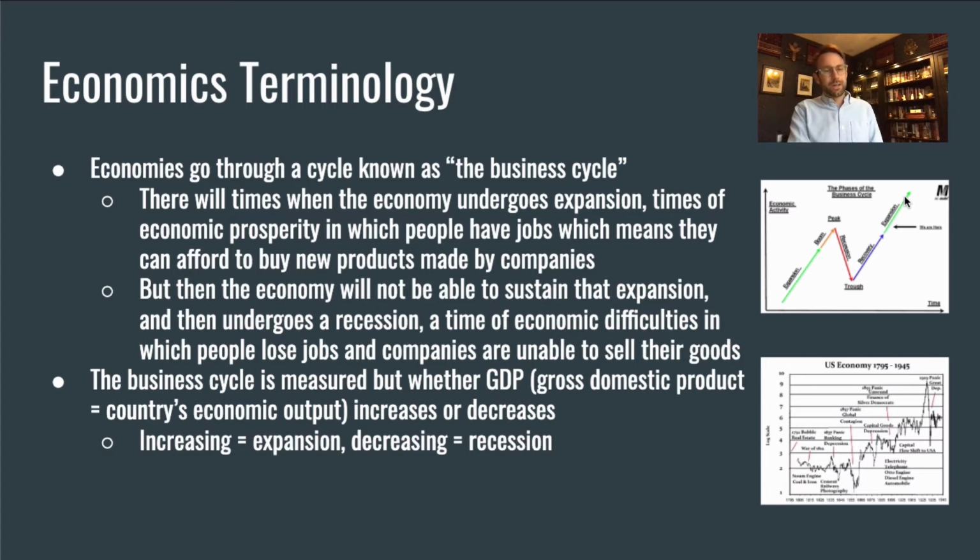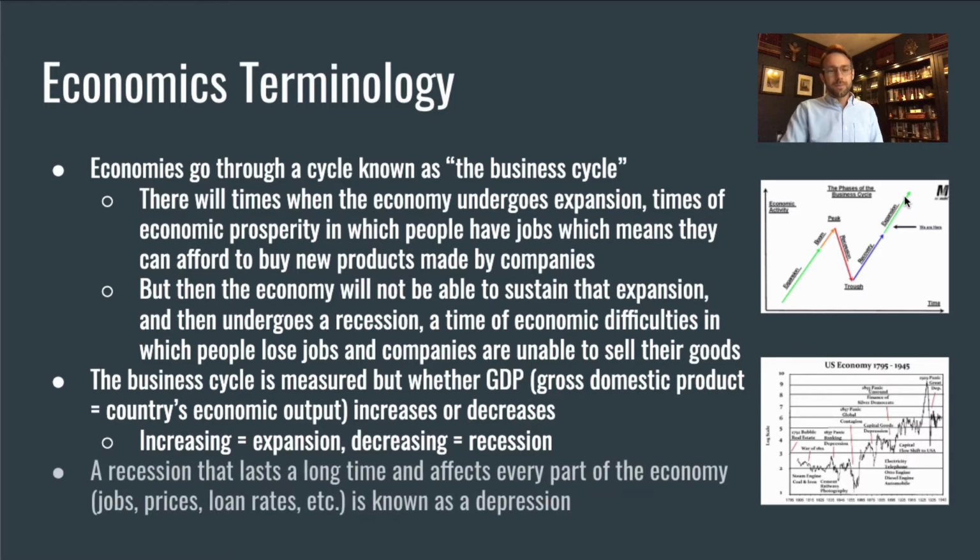Now, you're like, well, this isn't the Great Recession, it's the Great Depression. Why do we call something a depression? A recession that lasts a long time and affects every part of the economy, so people's jobs, the price of goods, how loans are being given out, all this stuff, that is known as a depression. So depressions don't happen often. Recessions happen more often. Depressions are rare, and the Great Depression was the rarest of the rare.